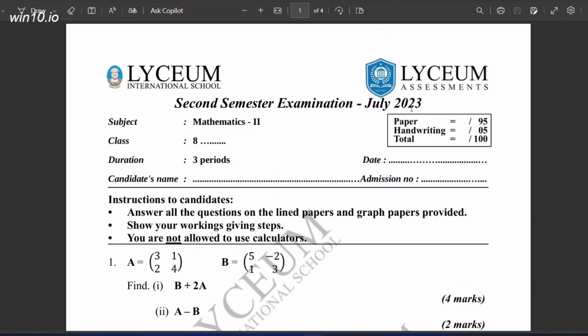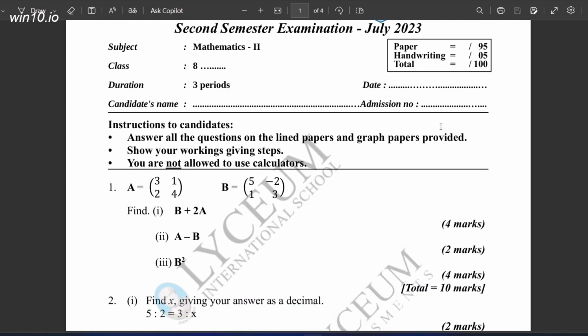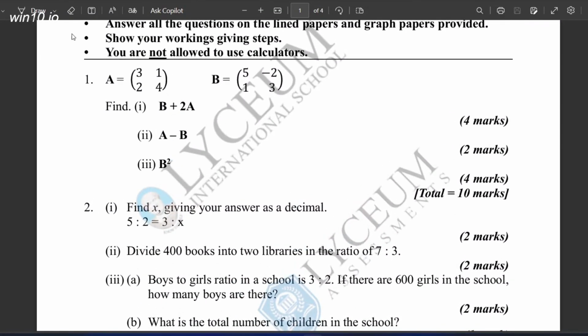Hello, friends. Today we are going to discuss the second part of the second semester examination paper 2023. In the first question, we are given a matrix question.